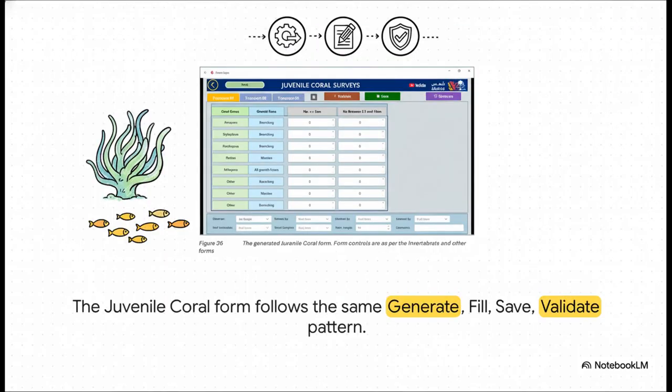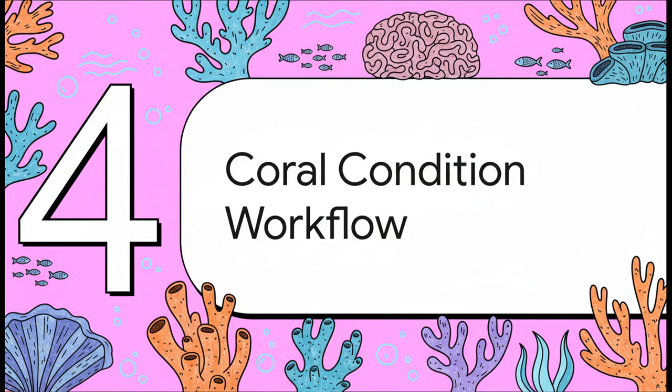Right, next up is the juvenile coral form. And I've got good news for you. This one goes right back to the normal process we already learned. It's the same exact pattern as the fish swim survey. You'll click Generate, fill in your data, and then finish up with Save and Validate. Simple. Okay, let's move on to our final form type, which is coral condition.